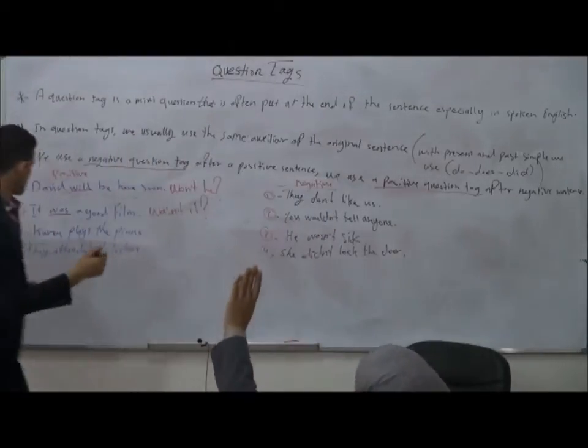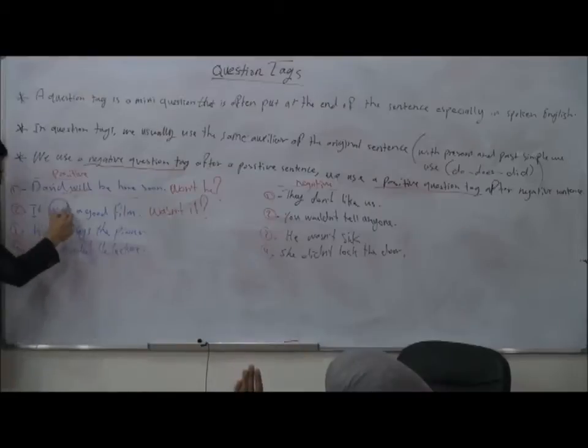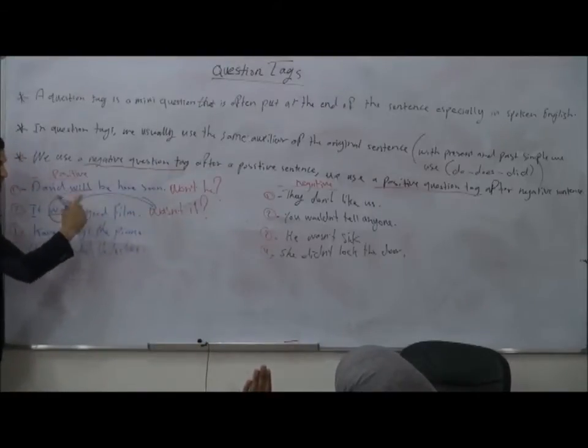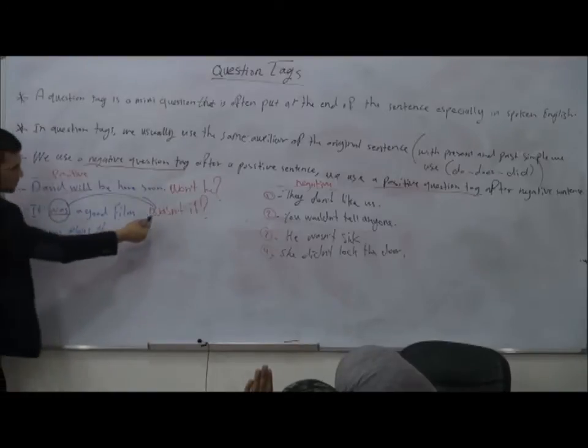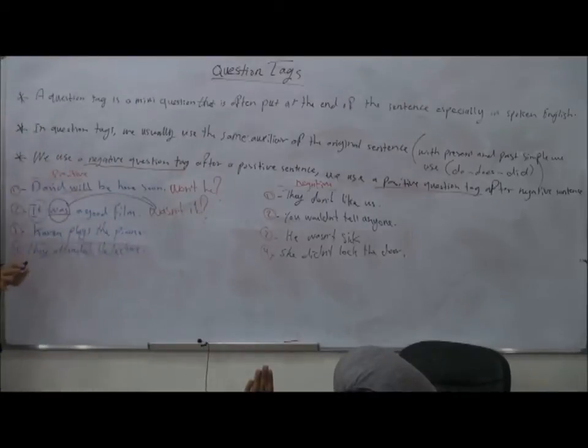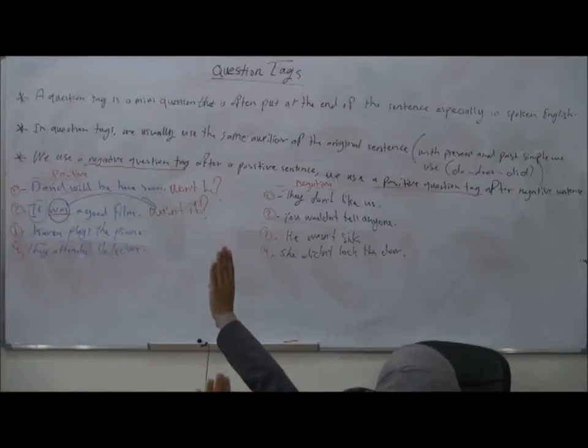Look, we use the same auxiliary of the sentence, right? But we have to change its status from positive into negative. This is positive, so we have to use negative. Then we use the subject, the pronoun. After that we put a question mark. Okay?